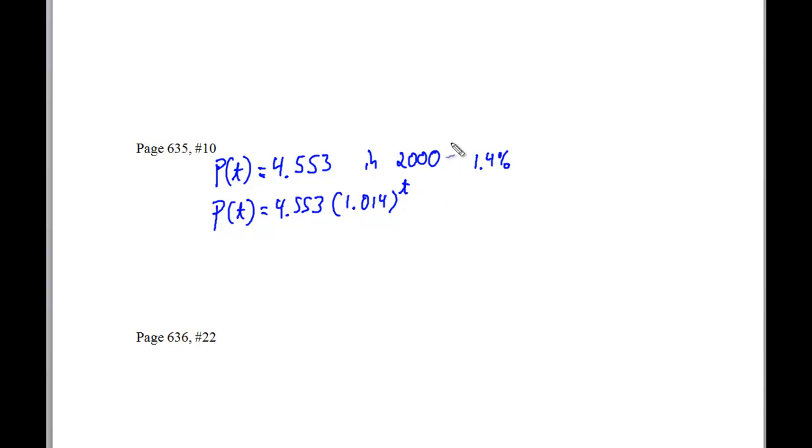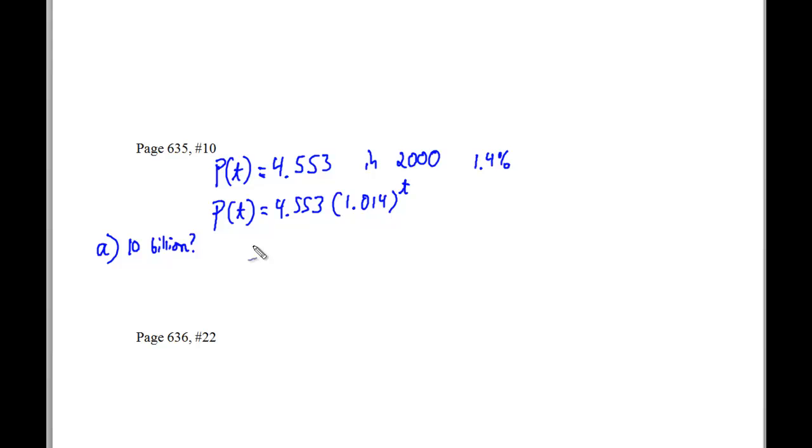So what we're going to do is try to figure out in part A here, when will we hit 10 billion? Will it happen in our lifetime? Will it happen 100 years from now? So if our growth rate is 1.4%, when will 4.553 billion people hit 10 billion?